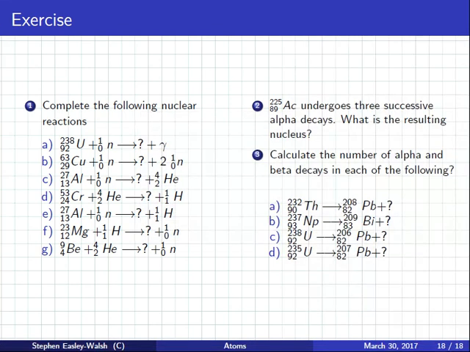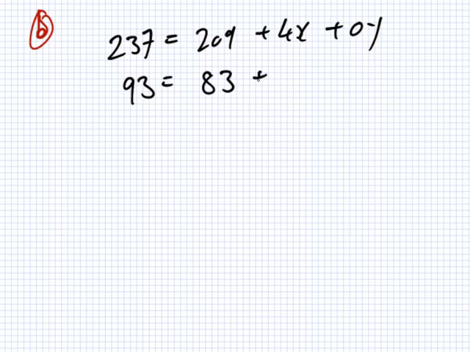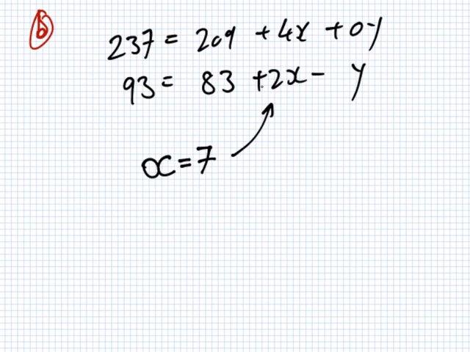Are we finished the B part? Indeed. Oh, fantastic. Right, well, let's do the B part then. Okay, so part B. The two equations we can make are 237 equals 209 plus 4x plus 0y and 93 equals 83 plus 2x minus y. So, what did you get for x, Iyad? 7? Yes. 28 plus 9 is 37. Okay, so then if you plug that in there, you get 10 and 4 for y? Yeah, okay, 4 for y.